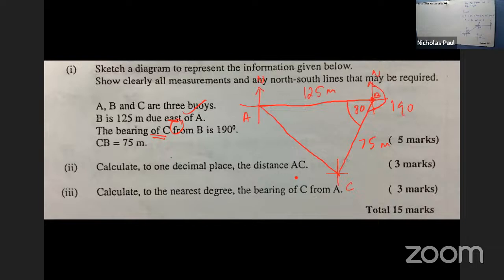So you want to find AC now, right? What rule are you going to use? Cosine rule, right? Why? Because you have a length here, a length here, and an angle in the middle. So I want you to use the cosine rule and find AC.